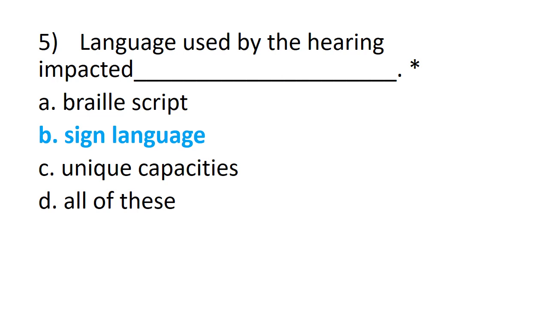The option C is unique capacity. So children, unique capacities are the capacities that are the only one of its type, right? The capacities that are only one of its type is not the right answer. It is not the language which is used by the hearing impacted, right? So this cannot be the right option. So the right option for this question is B, sign language.